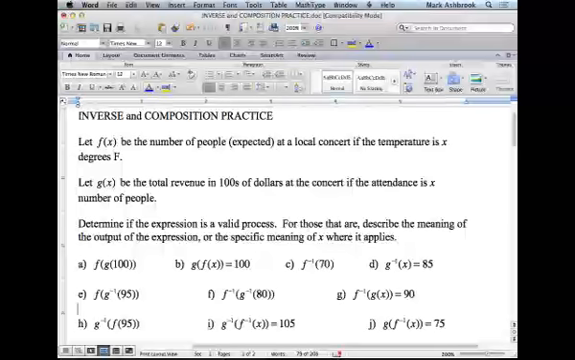What specific temperature is X? But how can we specify what temperature we're talking about in this? But we can say more than just it's a temperature. It's the temperature at the concert, that's right.